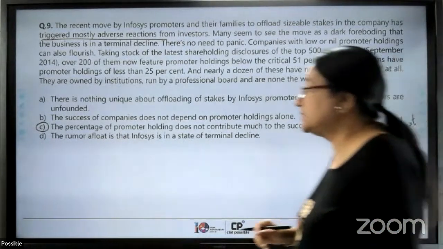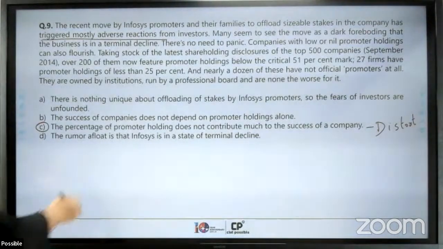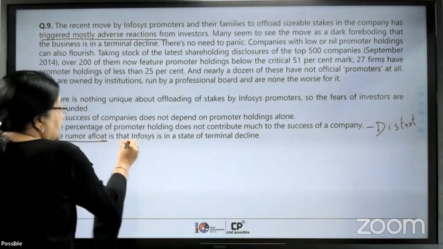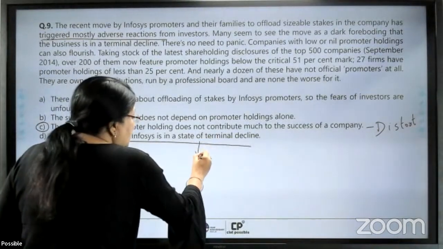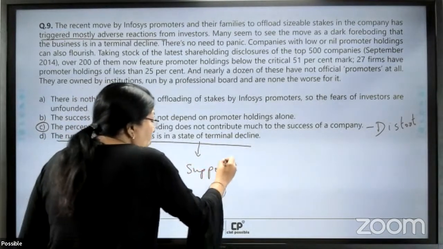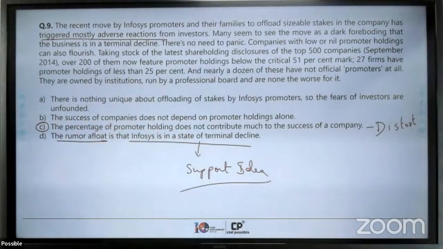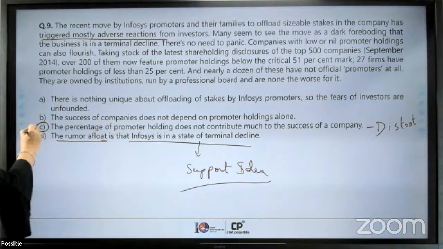And my question, answer choice D is also wrong. Can we all look at it? Is not the center, Infosys. This is just a support idea, and not even a support. It was not even that big a support idea also. So this goes. These two are gone.